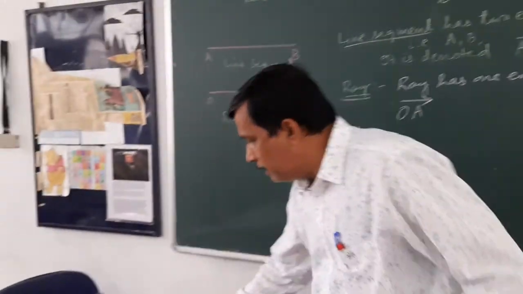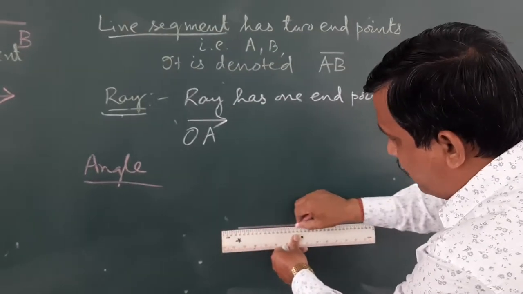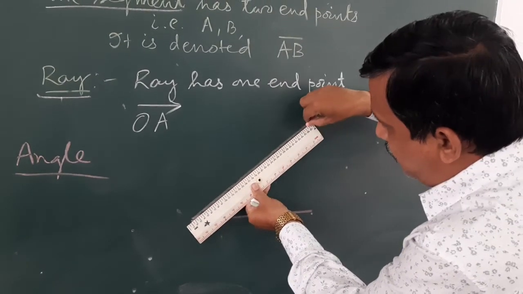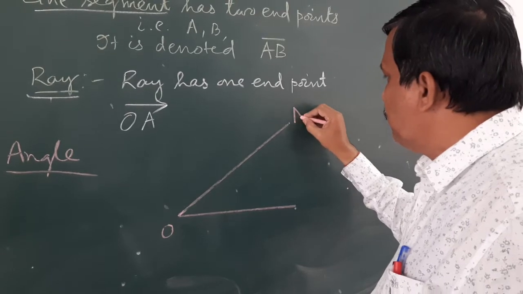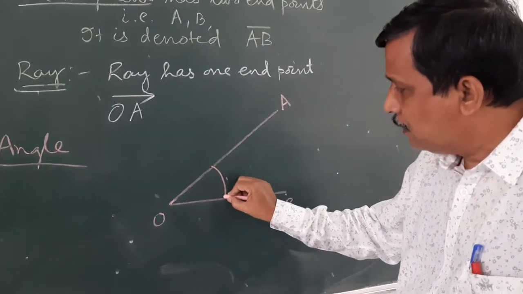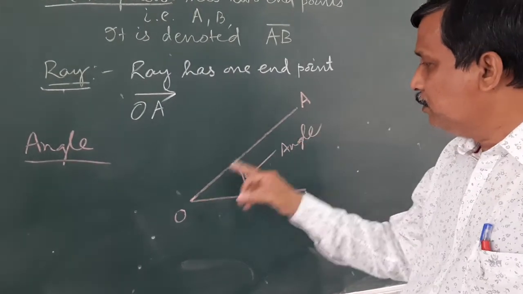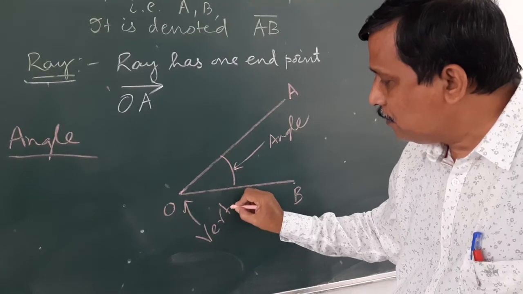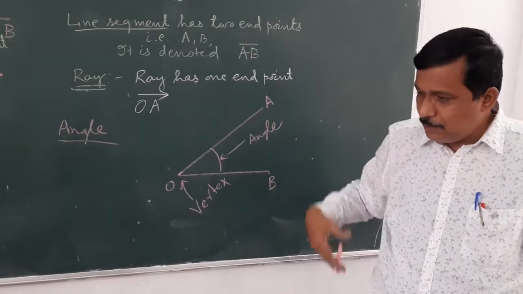So I am drawing one angle, and how to name the angle? Suppose this is one line segment, this is another line segment, and these two line segments meet at point O. So this is your line segment OA and line segment OB, and this is the angle formed by two line segments, and this O is the vertex. O is known as the vertex.